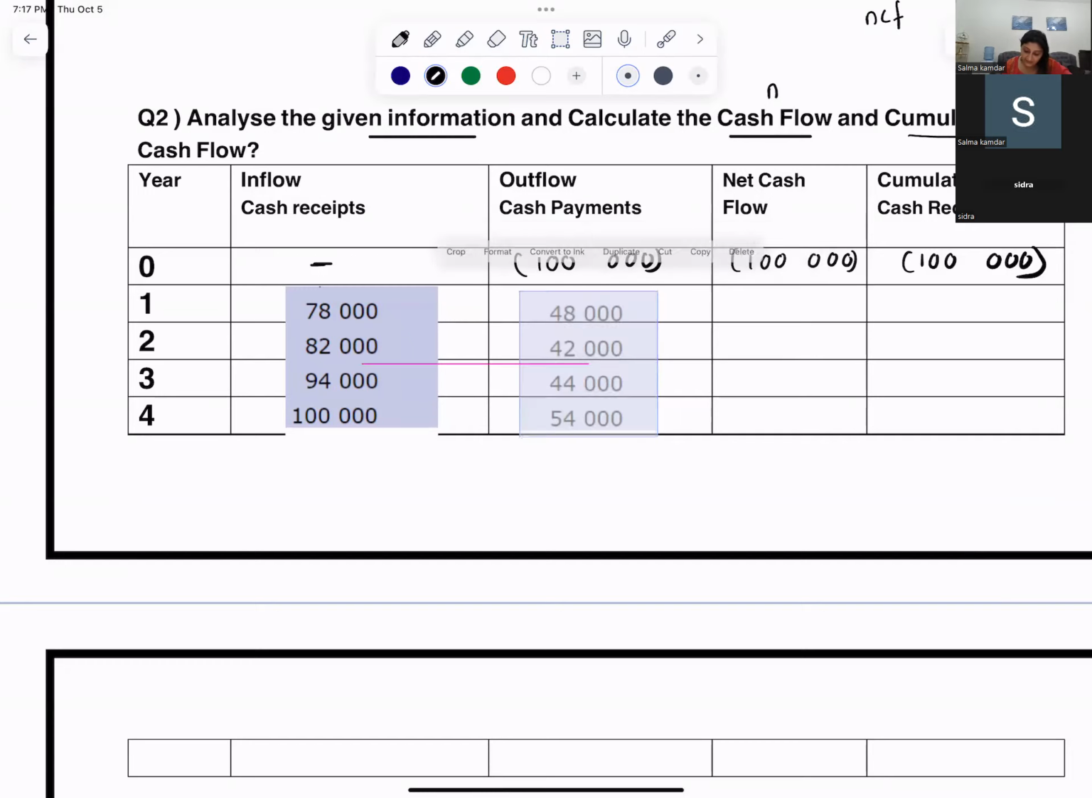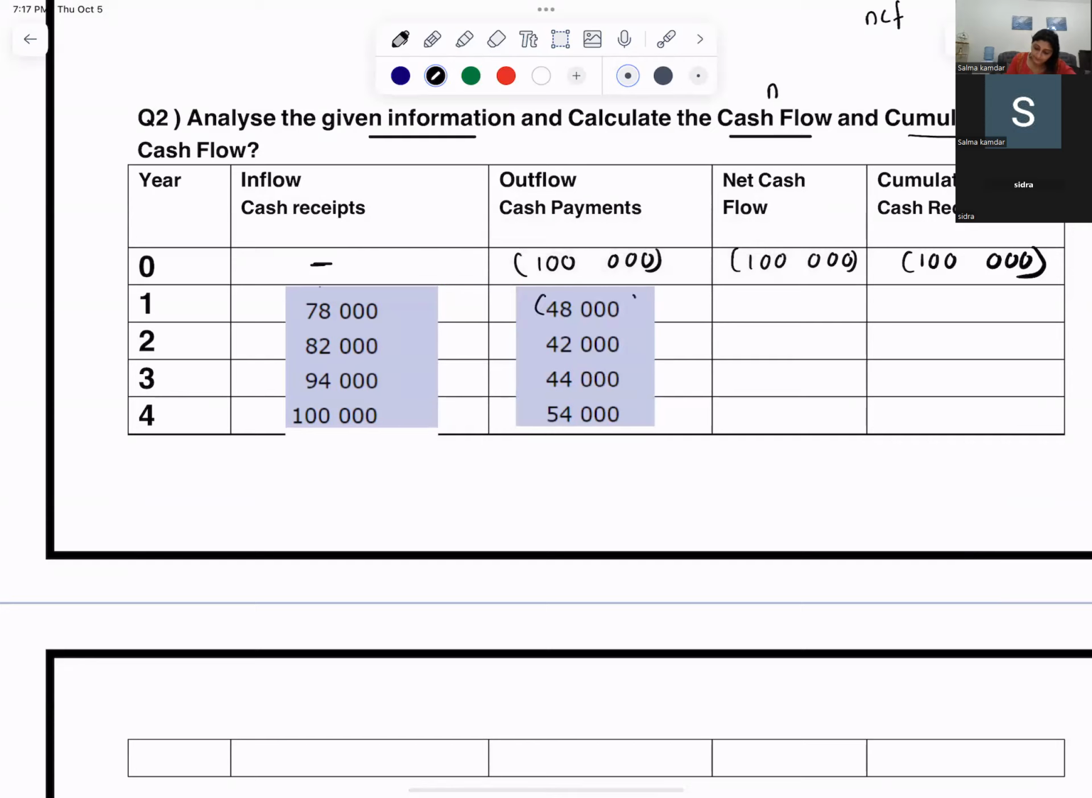Can you tell me your net cash flow? 30,000 for the first one. 40,000. 50,000 and 46,000.